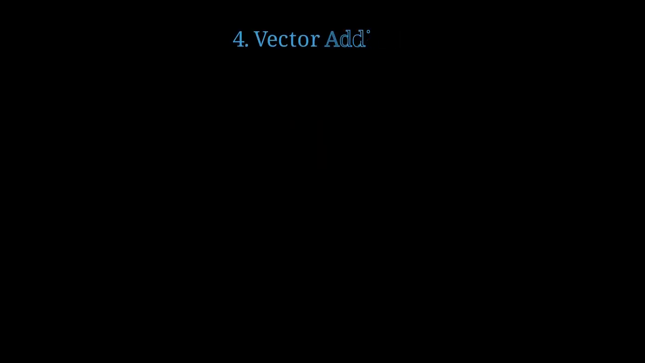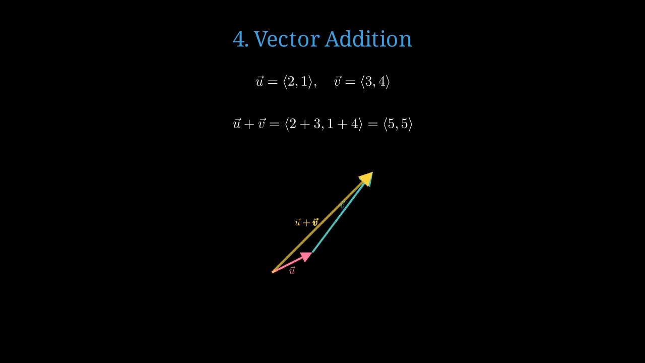We can add vectors together by combining their components. Let's add two vectors, u equals 2, 1, and v equals 3, 4. We add them component-wise. 2 plus 3 equals 5, and 1 plus 4 equals 5, giving us the vector 5, 5. Geometrically, we add vectors by placing the tail of the second vector at the head of the first, creating a tip-to-tail arrangement.